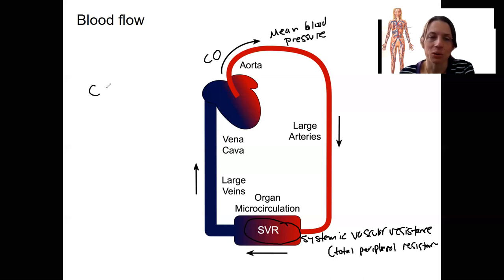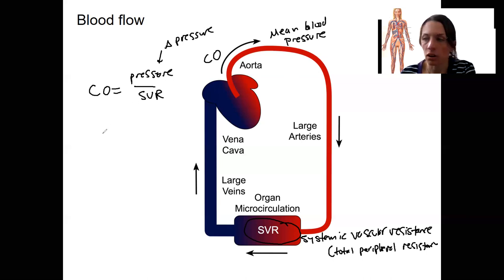Actually, let's do it now. So flow is cardiac output. It's gonna be equal to pressure over resistance. There is a pressure at the end here, we're gonna call zero for now. Because it should be actually change in pressure, right? This is our Ohm's law. If we solve for pressure, rearrange this, we'll multiply both sides, cardiac output times SVR. So we will use this equation. Mean pressure equals cardiac output times systemic vascular resistance.